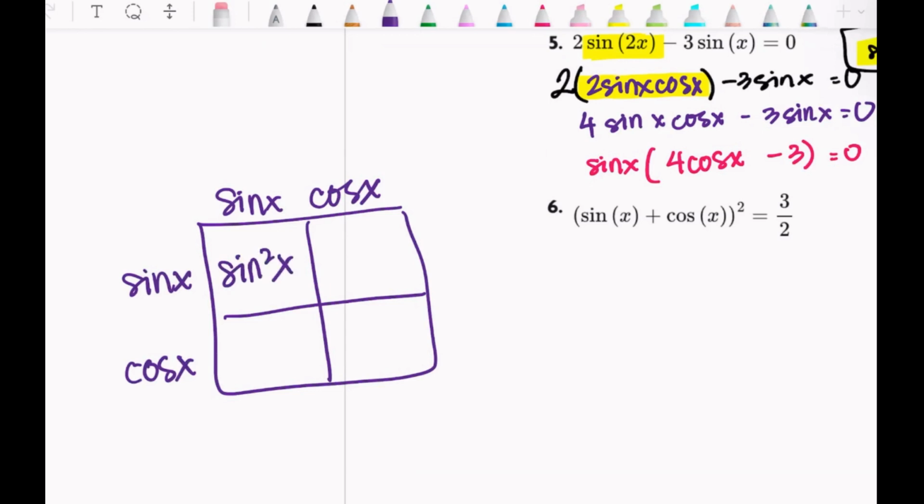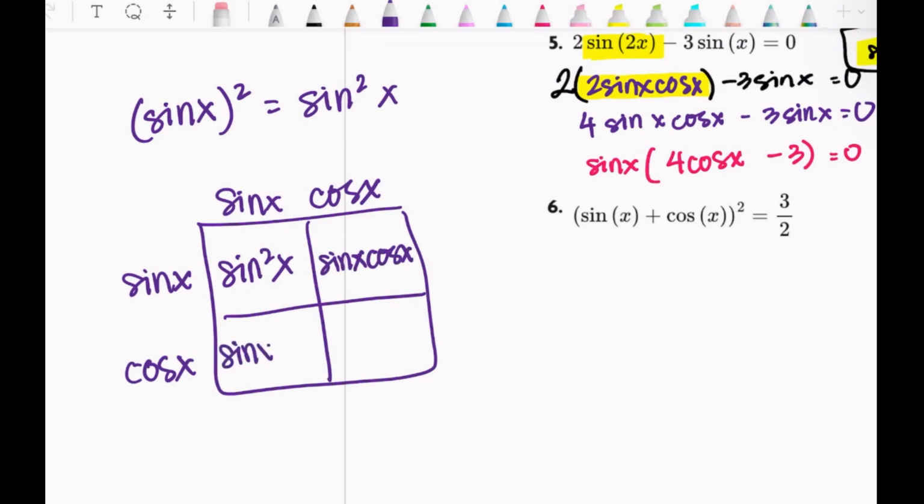Remember that sine x quantity squared is equal to sine squared x. It's just a faster way to write it. It's a convention. Sine x times cosine x is sine x cosine x. There's nothing you can do there. Same thing goes here, sine x cosine x. Some of you are like, ooh, I wonder if that's going to be that one identity. Good job.